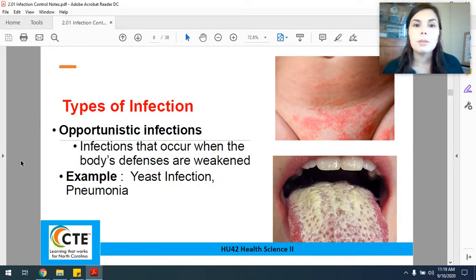When we're talking about types of infections, we also have to look at the opportunistic infections. Opportunistic infections are infections that occur when the body's defenses are weakened. So if you already have a weakened immune system because you're sick from something else, or maybe you have an autoimmune condition, then other types of infections say, hey, that person already has a weakened immune system and it's going to be much easier for me to get in there and infect them. Examples of this would be yeast infections or pneumonia.